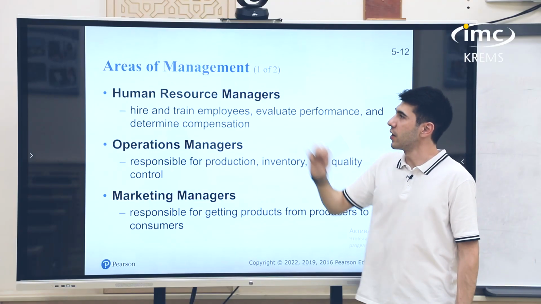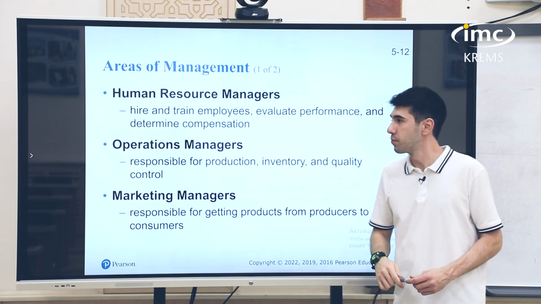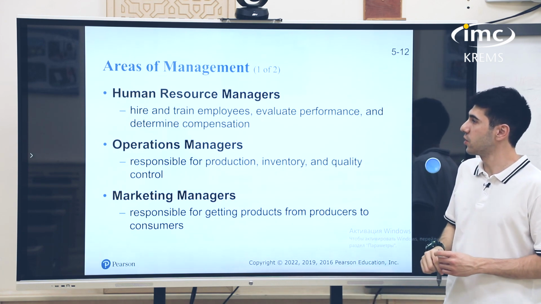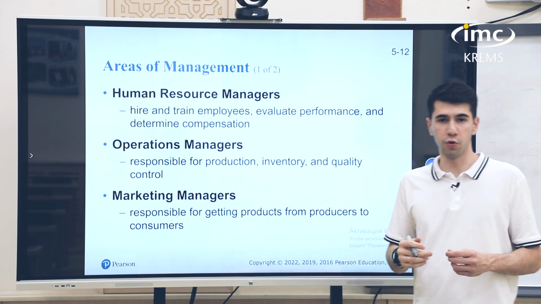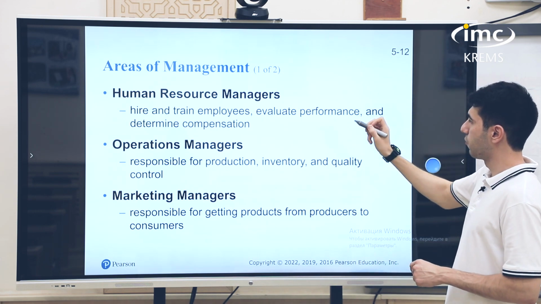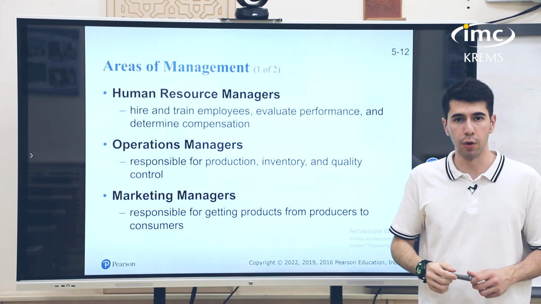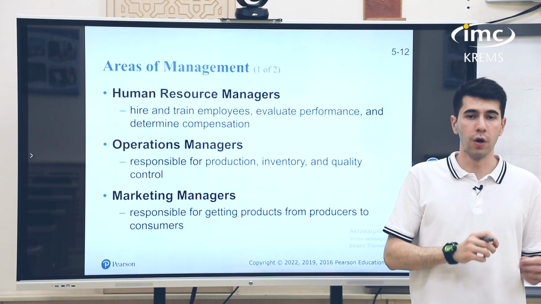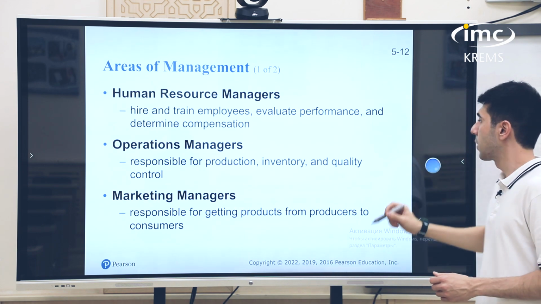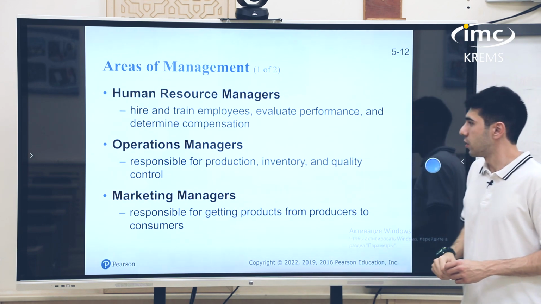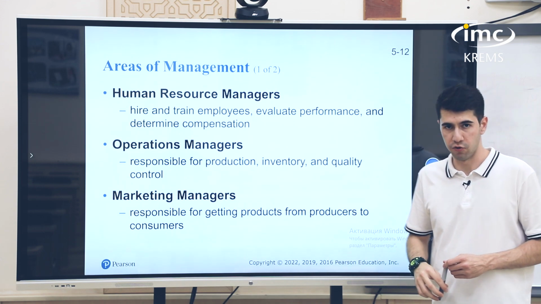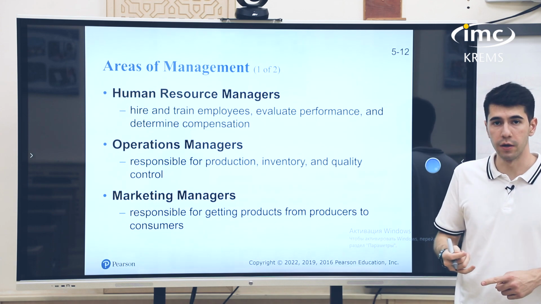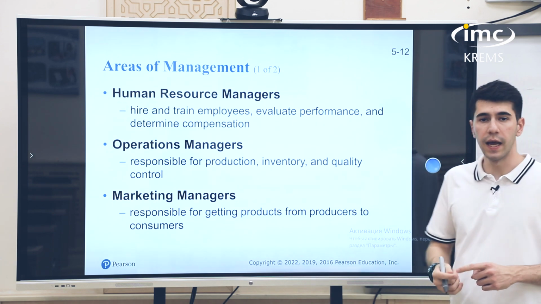So let's talk about areas of management. There are different types of managers, for example, the human resource manager. The human resource manager is responsible for hiring, training employees, and finding the best talents that fit organizational activities. Next one is the operations manager. He is responsible for the production line, inventory, quality, and control.